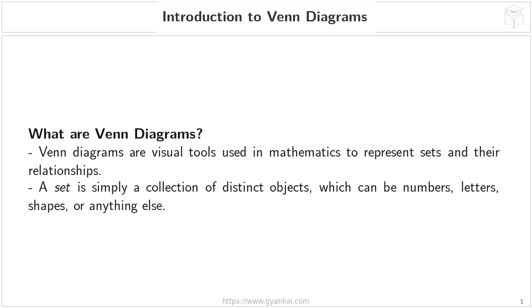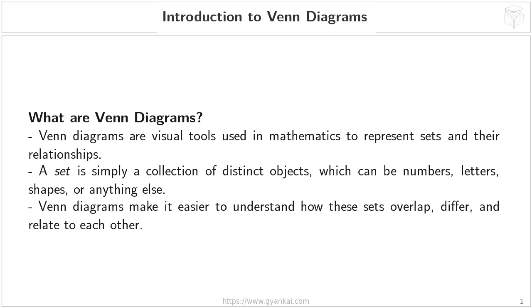Now, what exactly is a set? A set is simply a collection of distinct objects. By distinct, we mean each object is unique. These objects can be absolutely anything: numbers, letters, shapes, even other sets. For example, a set could be the numbers 1, 2, and 3, or it could be the letters A, B, and C.